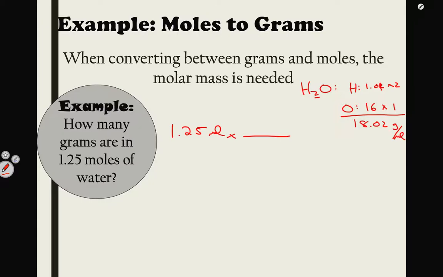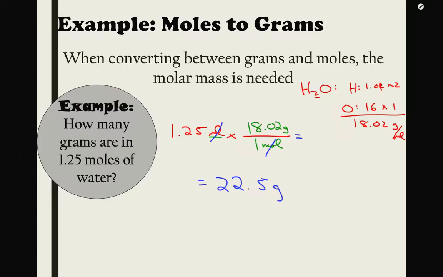So this is my equivalency. This is how many grams are in 1 mole of water. So I look at my unit, which is a mole. So 1 mole would go down here on the bottom, and my 18.02 grams would go on top. As a result, my moles would cancel, and I would get an answer of 22.5 grams.